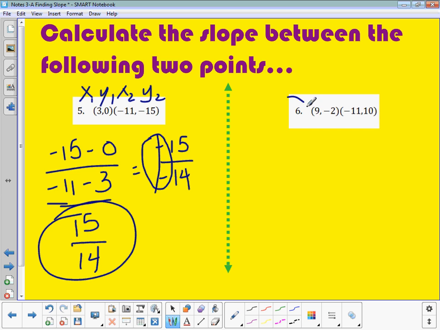I'm going to go ahead and have you guys do number 6 all on your own. Look at that formula if you need to. Remember, it helps if you label it out. Okay, that makes it a little bit easier, and then you can just plug it into the formula.